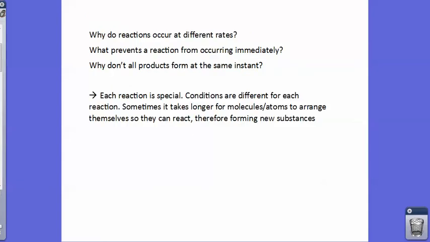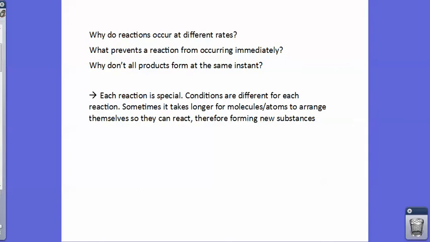So we have a few questions to kind of answer here. So why do reactions occur at different rates? Well, it has to do with the chemical nature of the substances. All chemical substances have slightly different properties, and when you combine them in a chemical reaction, it's going to affect the rate of the reaction.